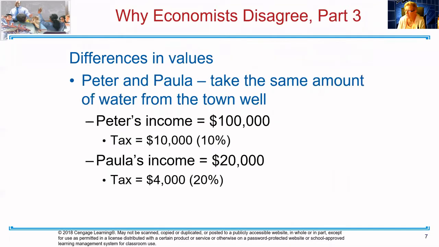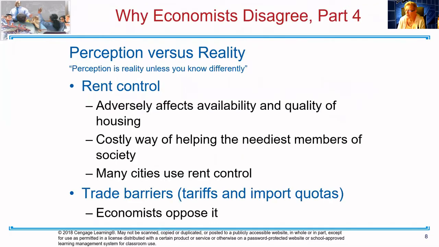And the second reason is because they have differences in values. And so again, when we take a look at the cost versus the benefit of these decisions, sometimes the value judgments might be intrinsic or inherent, and it's difficult to quantify them. So here's some examples on which economists might disagree.